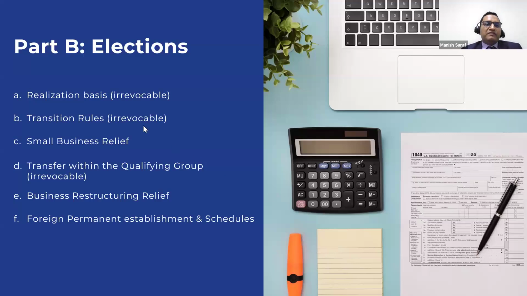Now, coming to the main point of today's discussion, which is elections. These are certain options we need to take. One of them is the realization basis, which is irrevocable. That means if you have opted in the first tax period, then you cannot reverse it. You cannot change that option next year. So if you opt for it in the 2024 return you're going to file, then in the financial year 2025 return, you cannot change that.